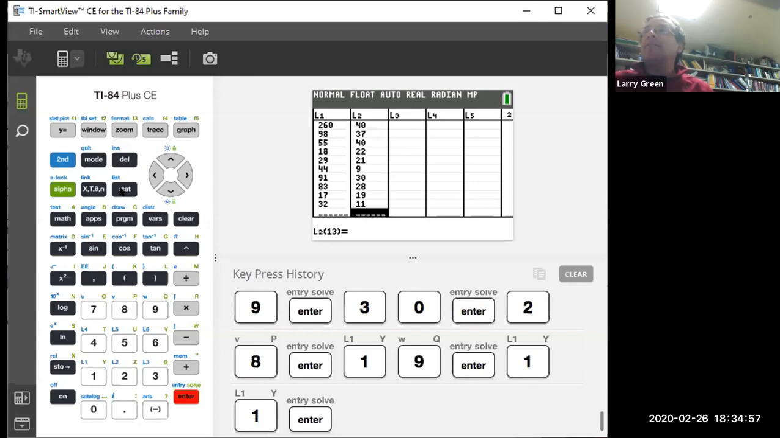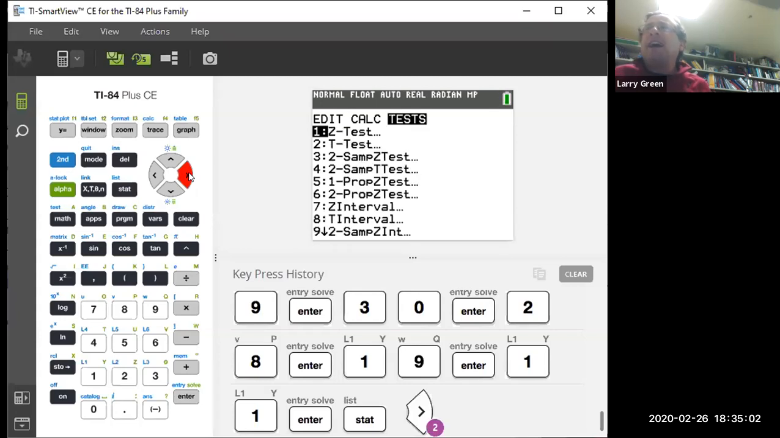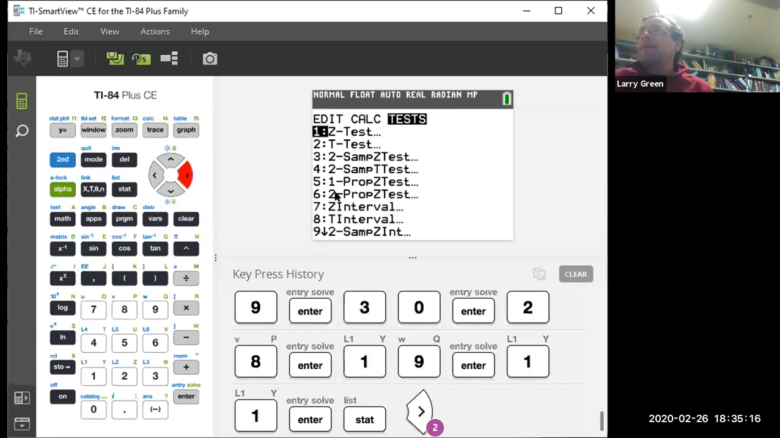Okay, now I go to stat, our favorite button. Then we're going to go to tests. Which test are we going to do this time? Any thoughts? It's not the int, by the way, the int is for confidence intervals. And we're doing a hypothesis test. So you're right about the 2, because we have 2 samples, and then it's t-test. Okay, it's a 2-sample t-test.